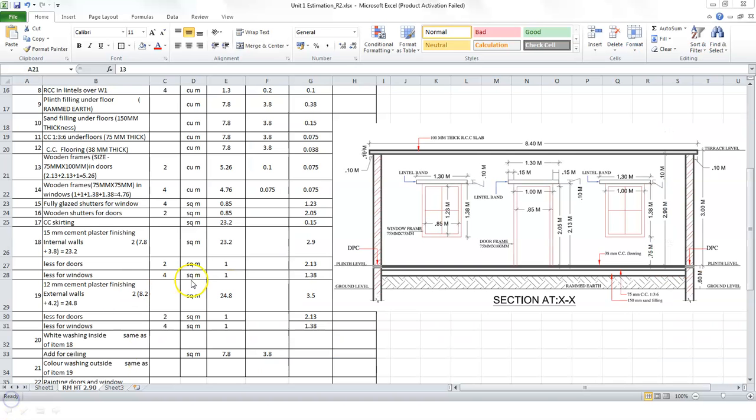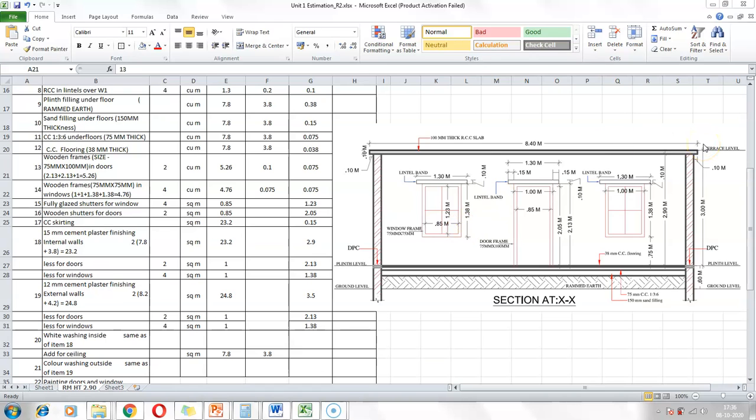For the plastering surface, we have the external surface, that is 24.8. That's the perimeter of the external wall. And the height, how do we find the height? We know that from the terrace level to the plinth level is 3 meters, and then the plinth height is 60 centimeters. So the total height of the room is 3.6 meters.